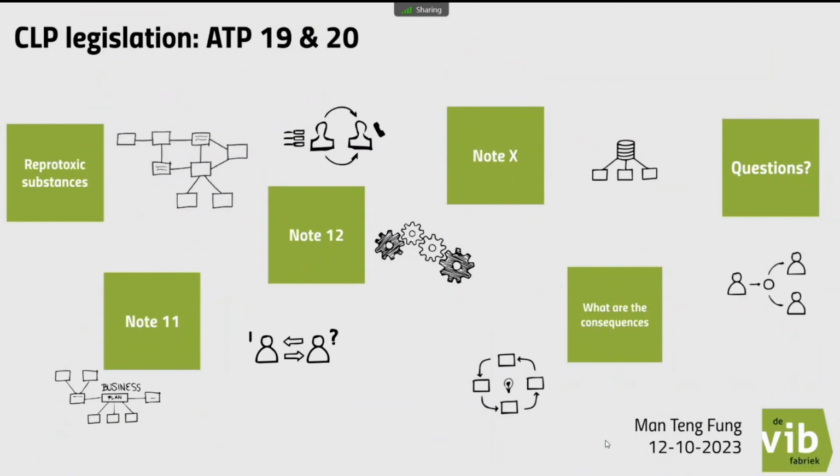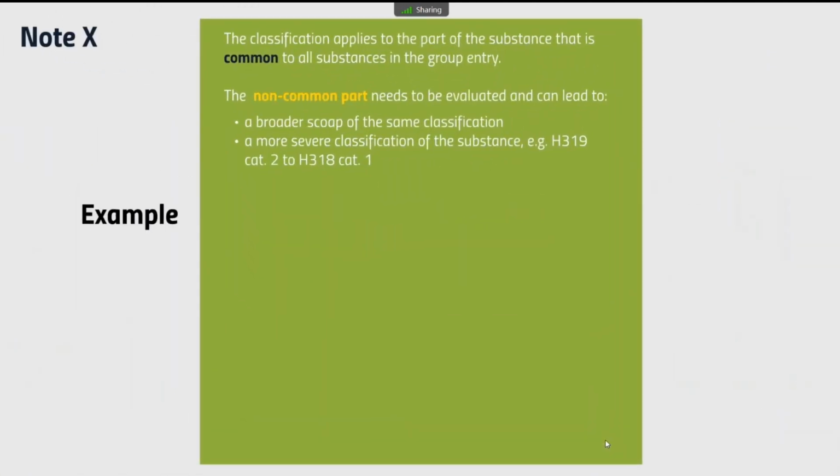So note 11 and 12 are quite comparable. However, we also have a third note, note X. It's written here: the classification applies for a group entry only is applicable for the common part, but the non-common part needs to be evaluated and can actually lead to a broader scope of this same classification, or it can even lead to a more severe classification.